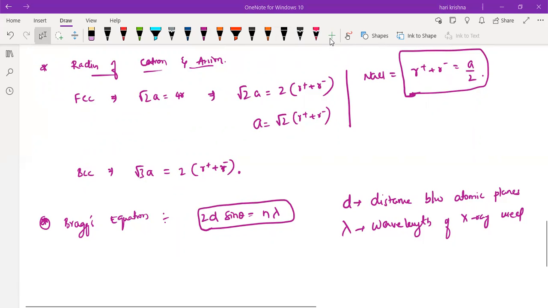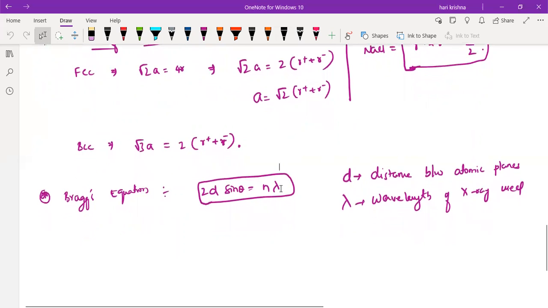So there's the Bragg equation: 2d sin theta equal to n lambda.